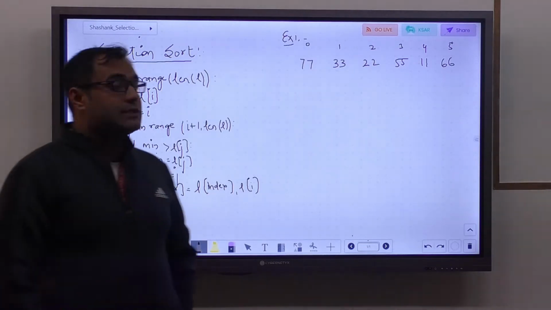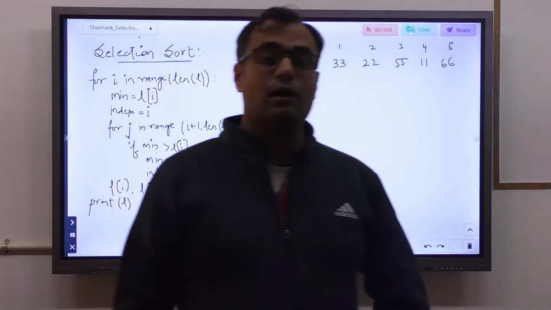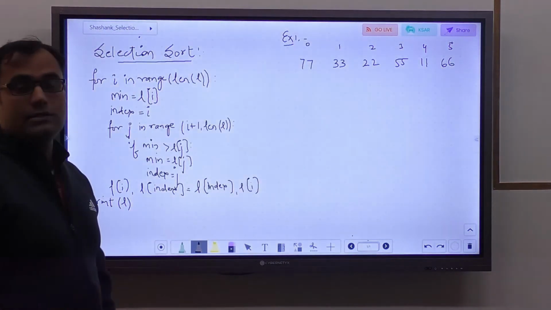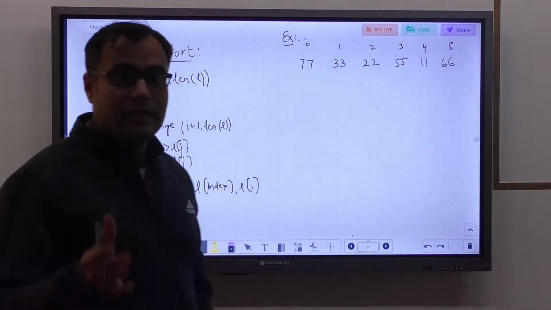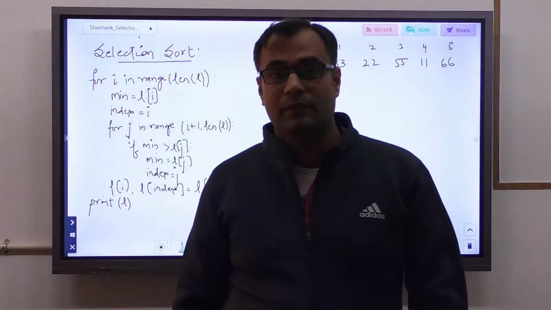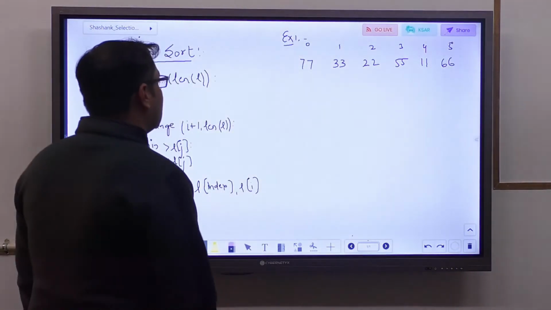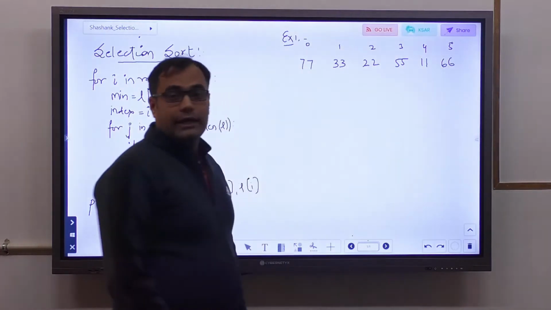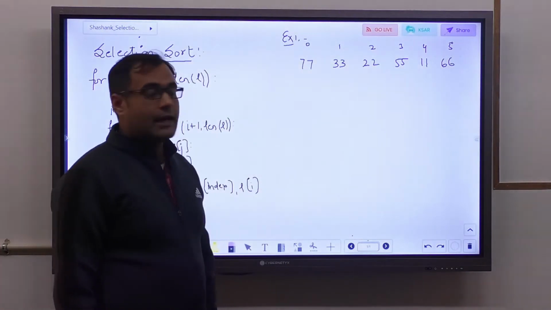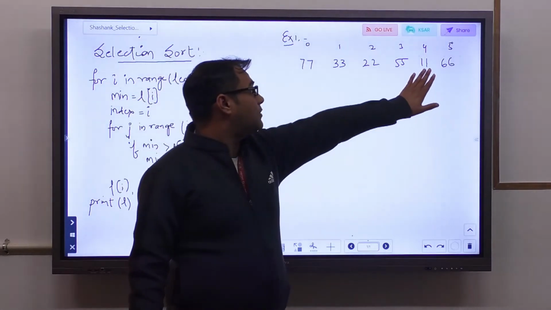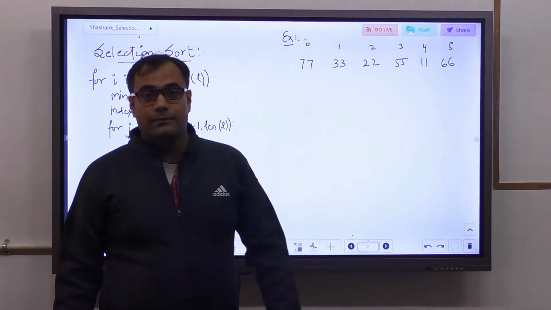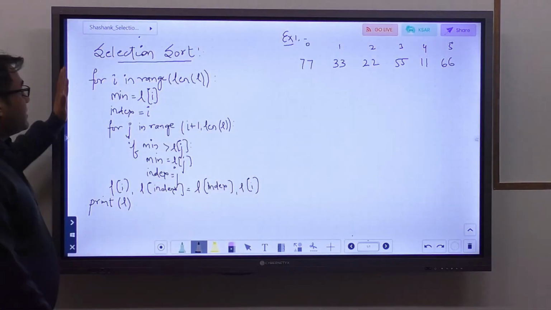So selection sort works on finding a minimum element in the unsorted array and putting that element in the beginning, right? What we will do, we will start finding the minimum element in the unsorted array and we will put that found minimum element in the starting of the array. This is the algorithm of selection sort.